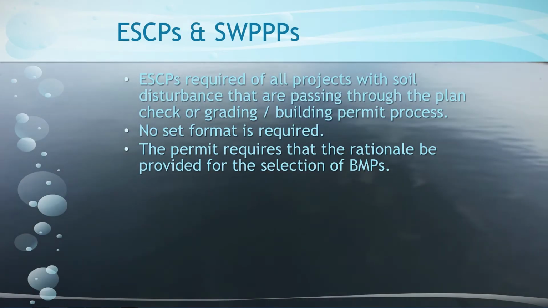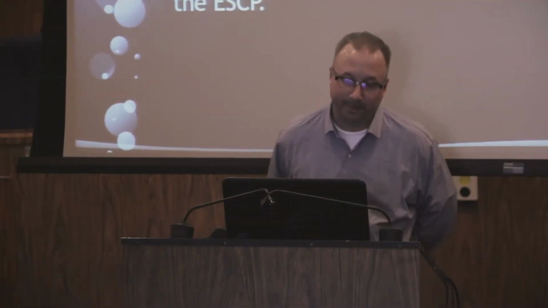Not quite as user-friendly as we would have liked it to have been, because our hands were kind of tied with the regulations. There were certain things we had to require in it, but nonetheless it should be a little bit more user-friendly. The permit requires that the rationale be provided for the selection of BMPs and those BMPs you don't select. And that's why I said it wasn't quite as user-friendly as we wanted, because the permit requires that we actually walk through this rationale, as you'll see demonstrated in a moment.